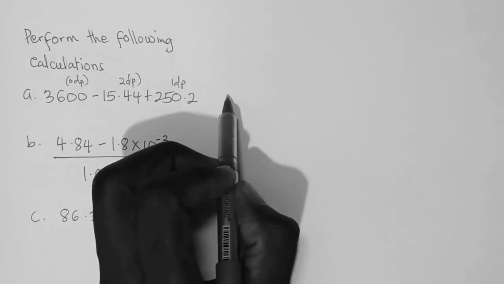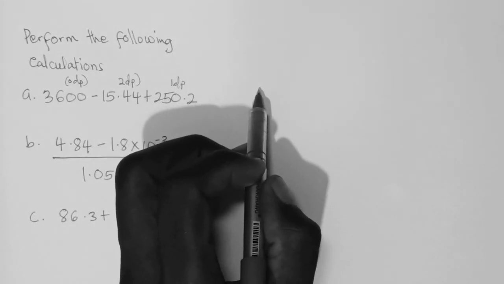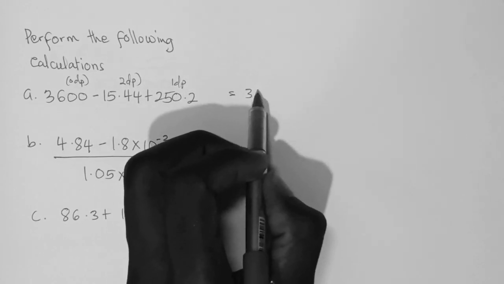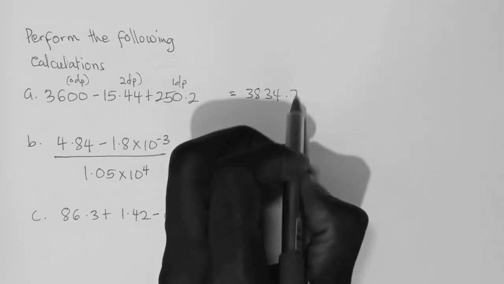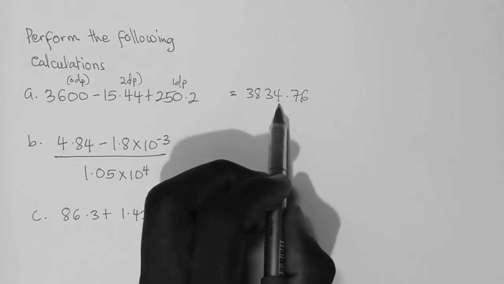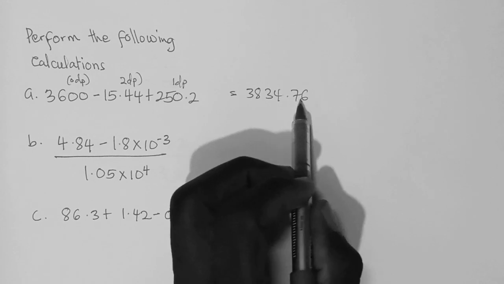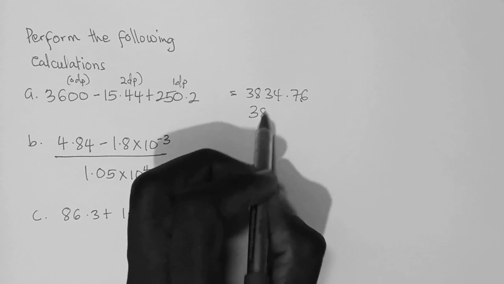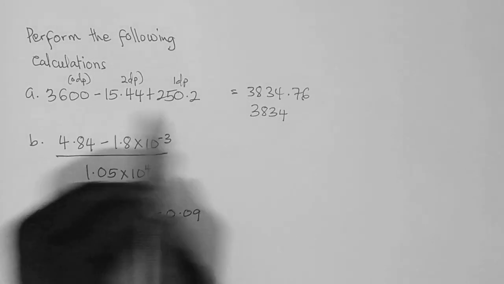So if you use a calculator to do this addition and subtraction, you are going to get 3834.76. However, we need to write this number in terms of 0 decimal places. After the 4, there is a number which is greater than 5, so we need to add 1 to this 4. And therefore, this will become 3835. So that is the final answer for this.